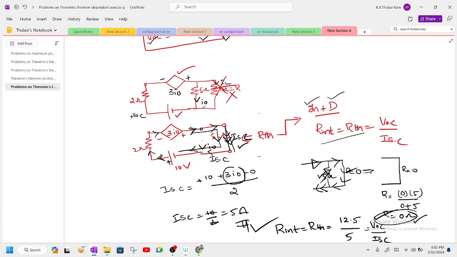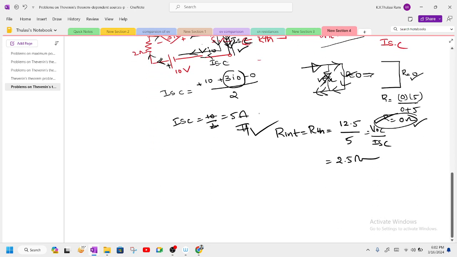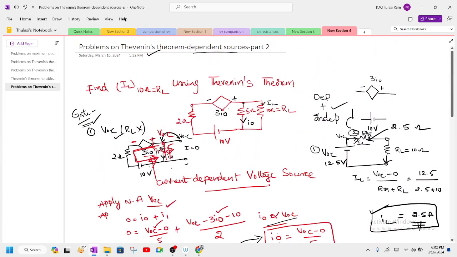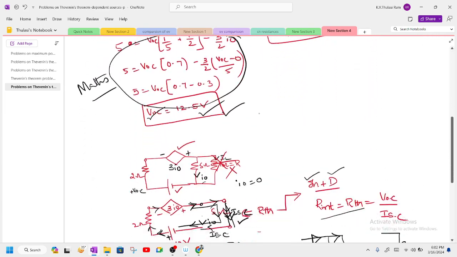Already I told you if you have a resistor equal to short circuit, automatically the resistance is 0. So the current doesn't flow in this path. Current is not flowing means what is the magnitude of current? I naught is equal to 0. So I am substituting I naught equal to 0. I am writing, linking all these sources, so current ISC is equal to plus 10 plus 3 I naught divided by 2. You got the value of ISC. So I am substituting and finding R Thevenin as VOC by ISC. I got this value. I am substituting all the values in the Thevenin's equivalent circuit. I obtained the value of IL as 2.5.